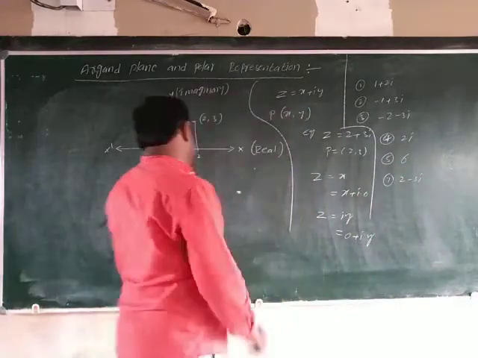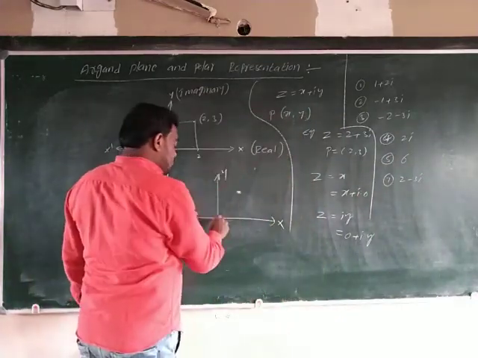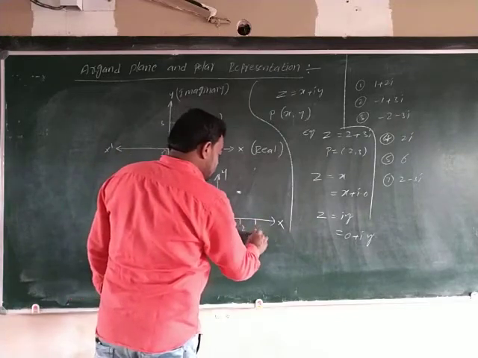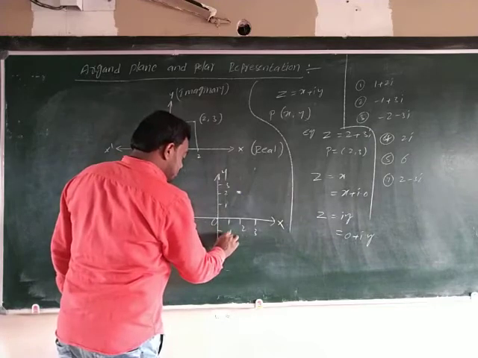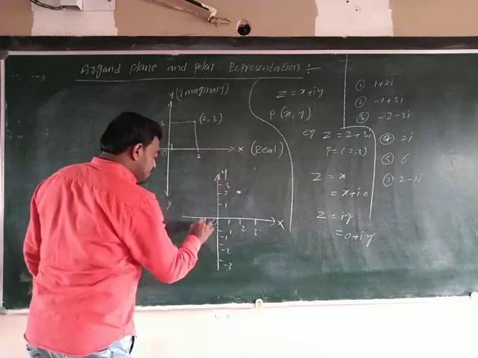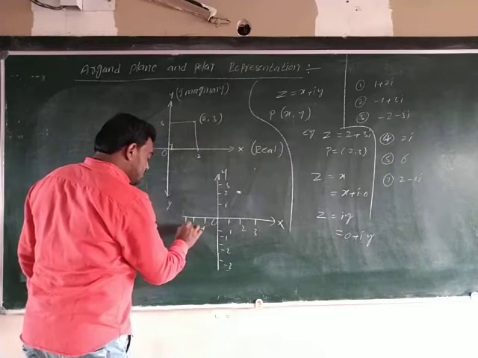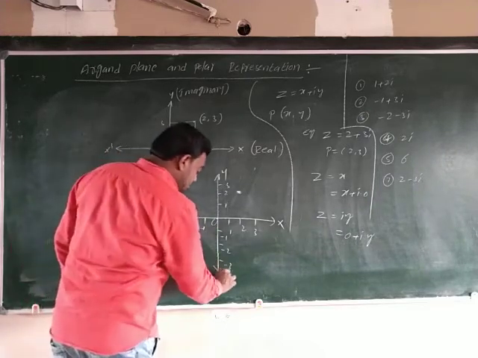So you take one graph, x-axis, y-axis, the Argand plane. Here 1, 2, 3. Next to here 1, 2, 3. Here -1, -2, -3. Next to here 1, 2, 3, and -1, -2, -3. That is the negative x-axis. This is the negative y-axis.